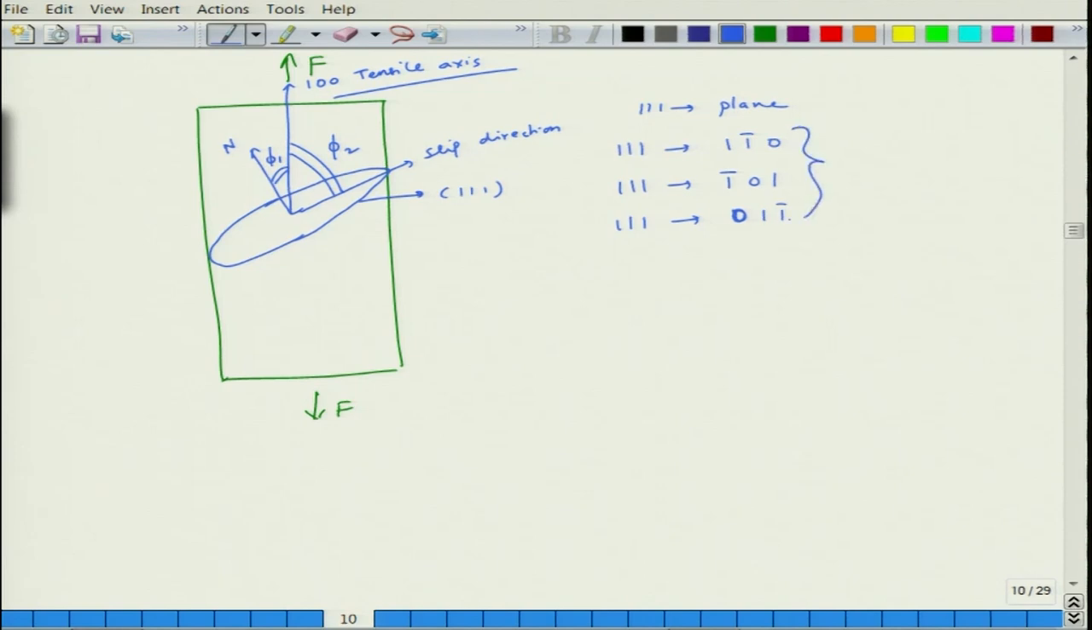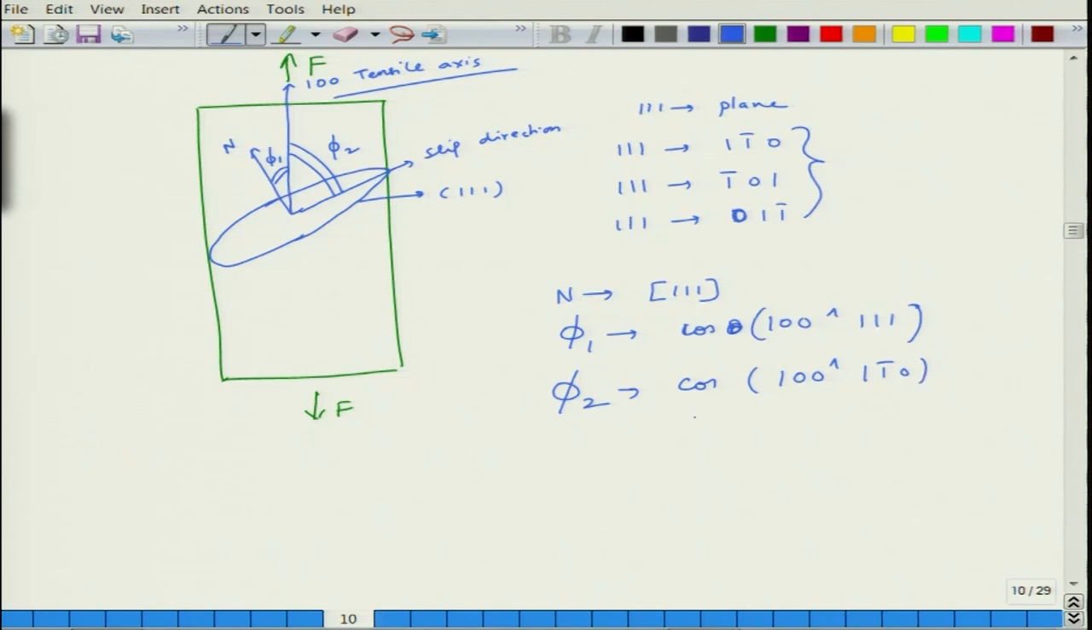So, I have three directions, which means I will have three phi 2s. For each of these, the normal is along the 111 direction, so my phi 1 is fixed. Phi 1 is the cos of the angle between 100 and 111, but phi 2 can be the angle between 100 and 1 bar 10, the cos of the angle between 100 and bar 101, and the angle between 100 and 01 bar 1. So, I need to find out this, this and that, and then I see what the tau RSS is.